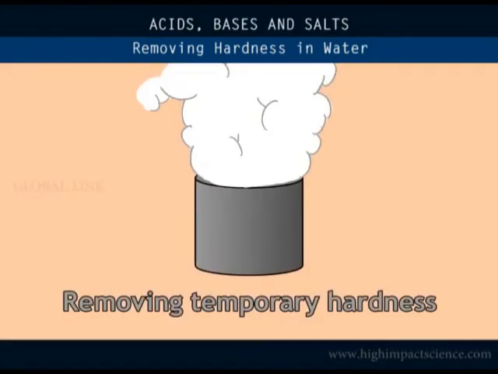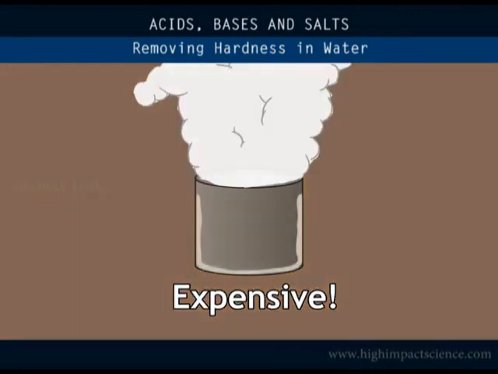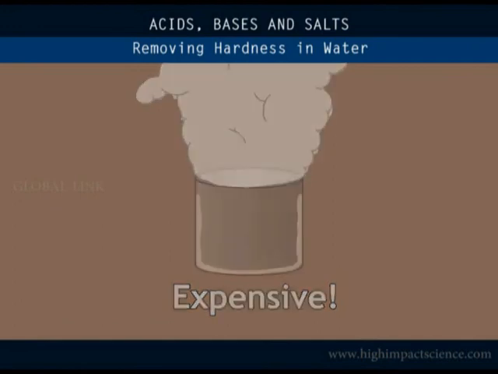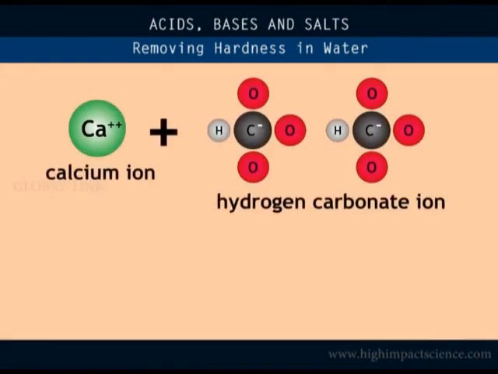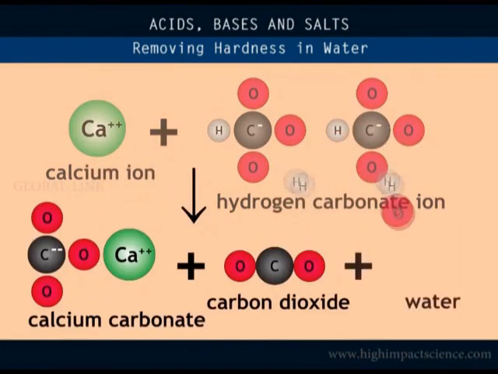Temporary hardness can be removed by boiling the water, as we saw earlier. But this is expensive and causes calcium carbonate to deposit on your utensils. Boiling decomposes calcium hydrogen carbonate into calcium carbonate, carbon dioxide, and water.